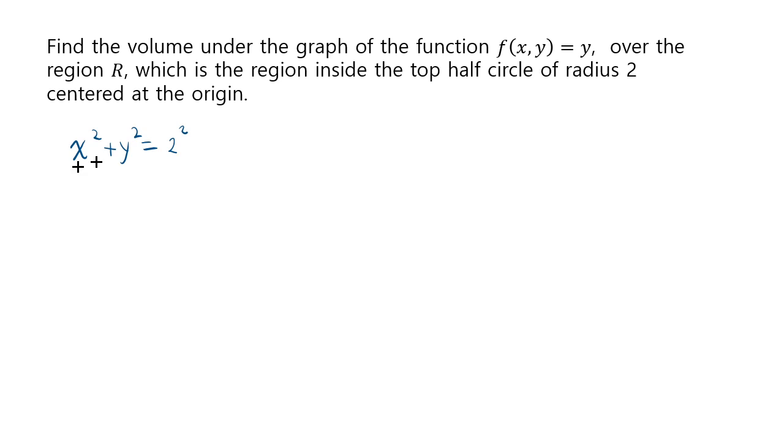And if you solve this for y, you get y equals plus or minus the square root of 4 minus x squared, but because we only want the top half, we just need y to be positive. So this is the top half circle, imagined.